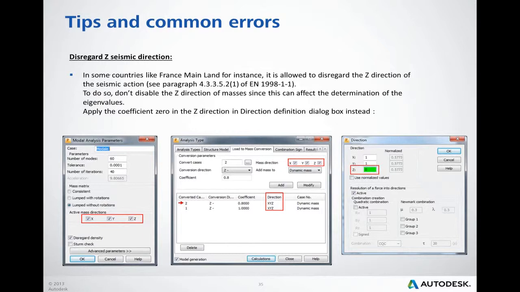In some countries like mainland France, for instance, it's allowed to disregard the Z direction of the seismic action. To do so, don't disable the Z direction of masses, since this can affect determination of the eigenvalues. Apply the coefficient equal to 0 in the Z direction in the direction definition dialog box instead.